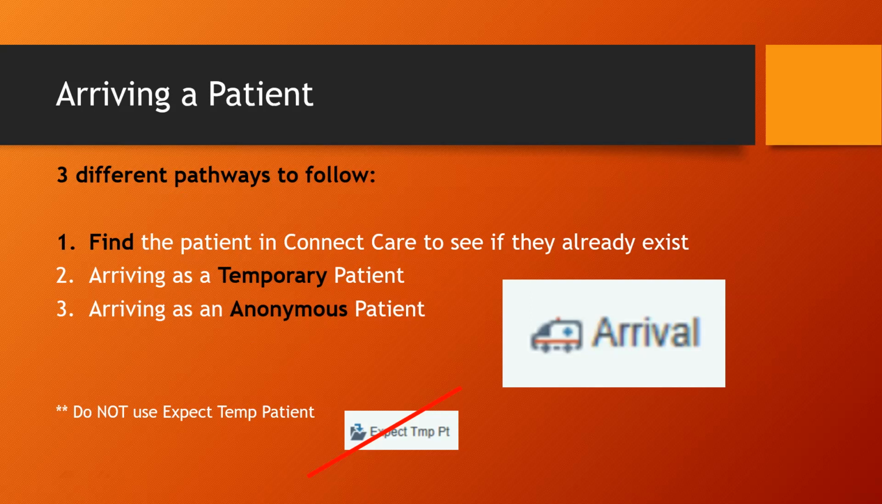In Connect Care, once you finish arriving a patient, that patient is open and available for people to start documenting on, whether you do triage or at the bedside for a cardiac arrest. So one of our roles at triage is to make sure that the patient is put in properly. There are 3 different pathways to follow. After you hit arrive, and arrive is always this lovely little ambulance button, so you can't miss it, you either are going to find the patient that is currently already in Connect Care and see if they exist, or we have the option to arrive a temporary patient or an anonymous patient.